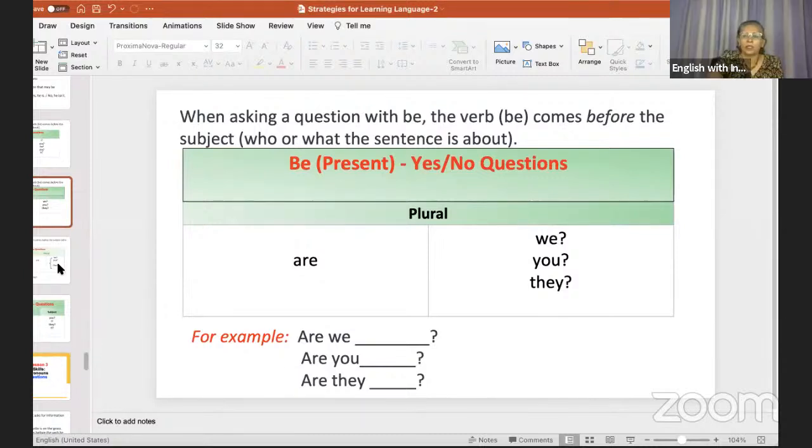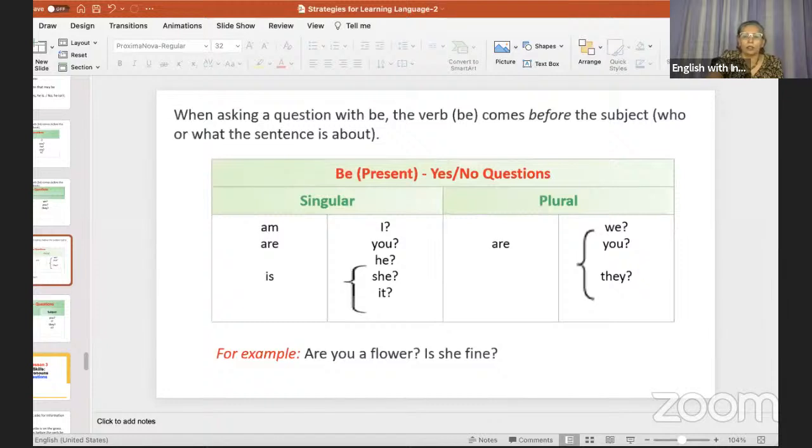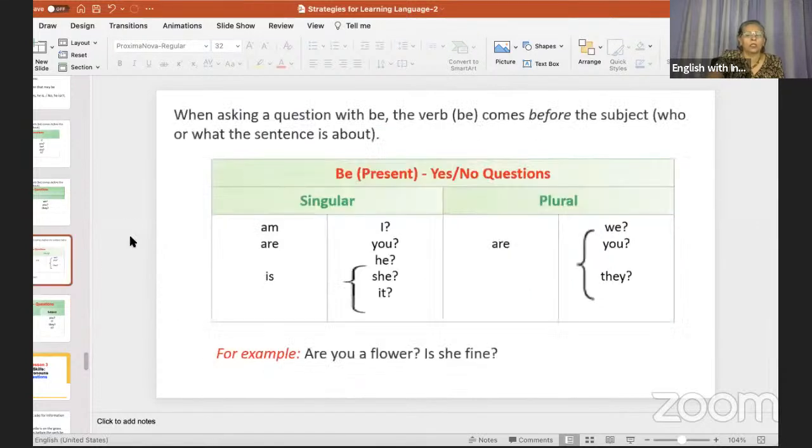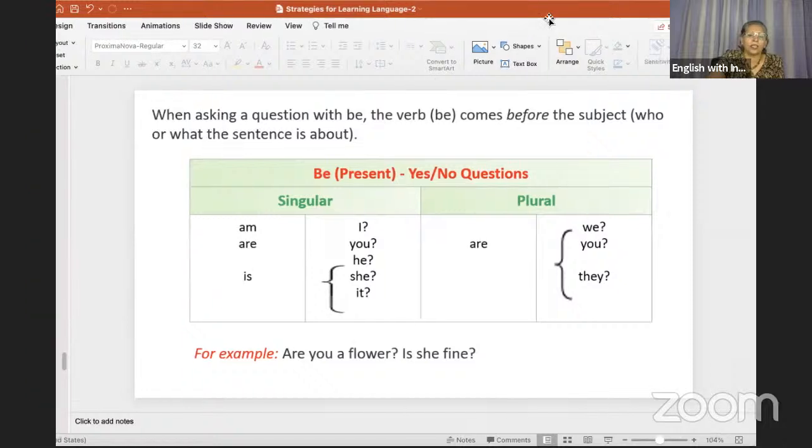So let's see the next one. We did this one. This one that is later on. So now we have singular and then the plural. Now you can try the singular one or you can try the plural one and think about as many questions as you can.